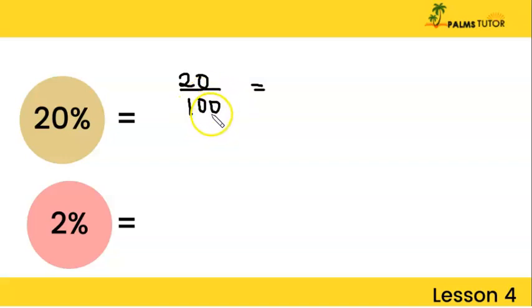100 has 2 zeros, which means that we can move the imaginary decimal point at the back of 20, or just count from the last digit 2 places backward. 1, 2. Put your decimal point. So which means that we have 0.20. Let's leave a 0 in front to make it look better. So this is 0.20, or you can write this as 0.2.